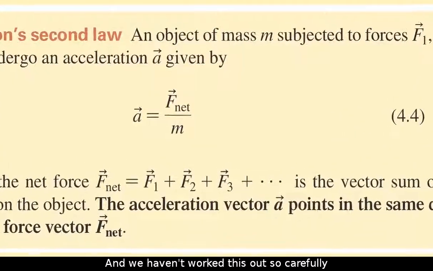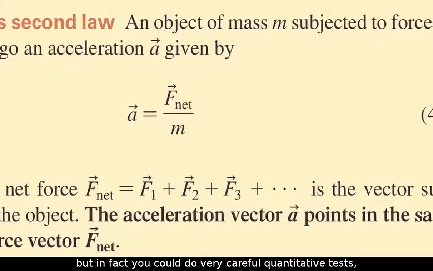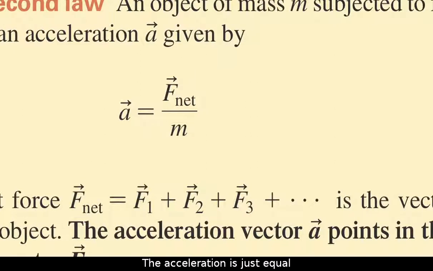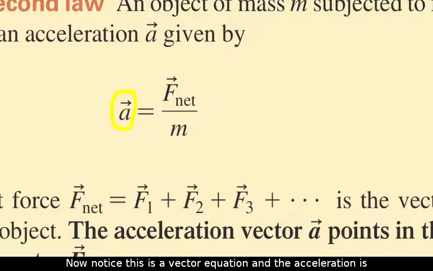And we haven't worked this out so carefully, but in fact, you could do very careful quantitative tests. It would appear exactly this way as we present it in the book. The acceleration is just equal to the force divided by the mass. Now notice, this is a vector equation, and the acceleration is in the direction of the force.